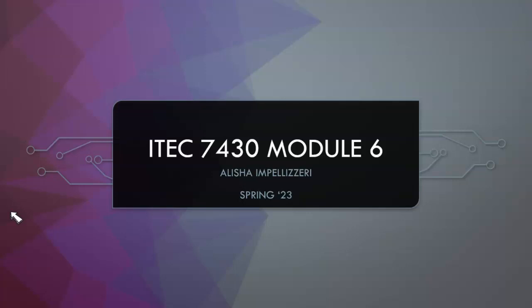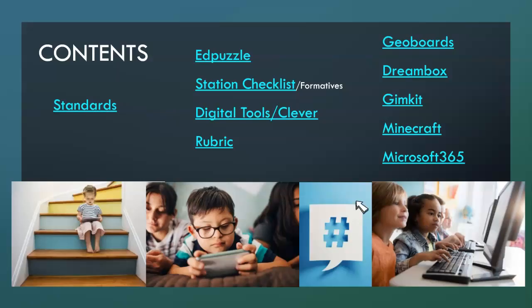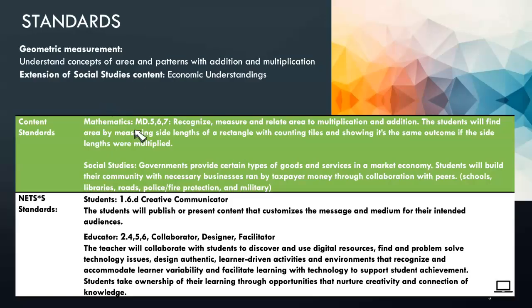Hello, this is my lesson plan for Module 6 for Digital Tools for Instructional Technology. Start with the contents of the lesson. I would introduce the standards. For these students, it's focusing on area, and then at the very end, it can be extended into social studies standards.